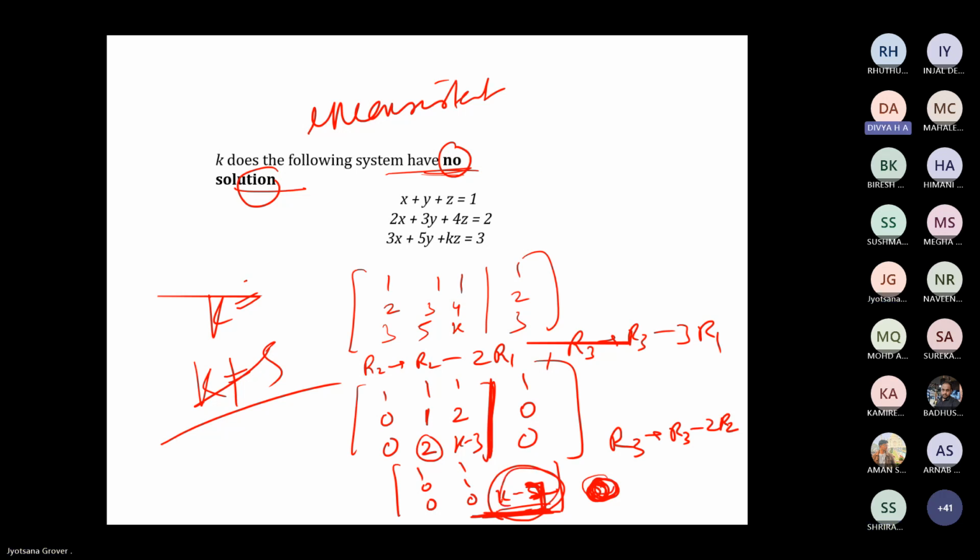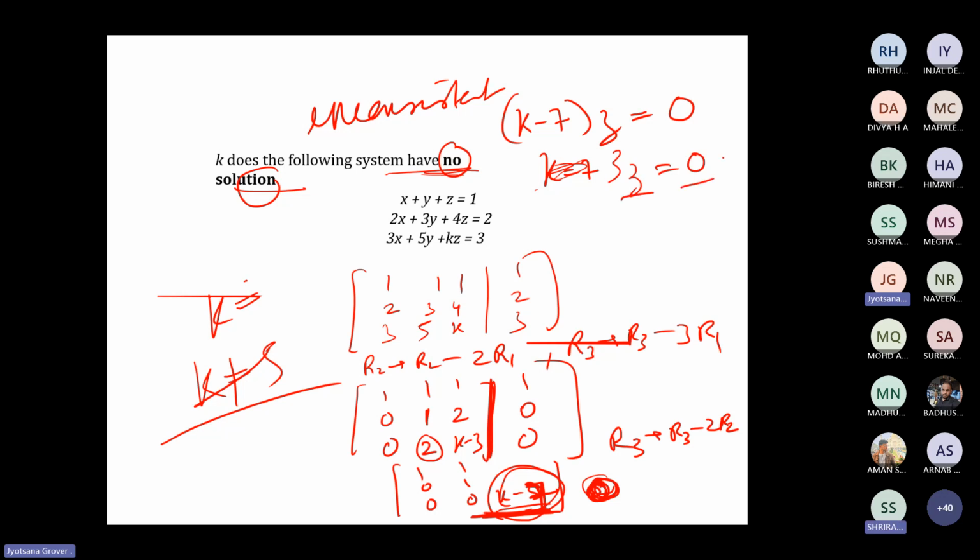Ma'am, the non-zero can exist in any of the columns, ma'am. I thought the last one, right? So here you have k minus 7 z equals 0. Can we say if k is not 7, then there is no solution? If k is 7, the 3z is equal to 0, so z is 0 here. You cannot say this, mistake here.